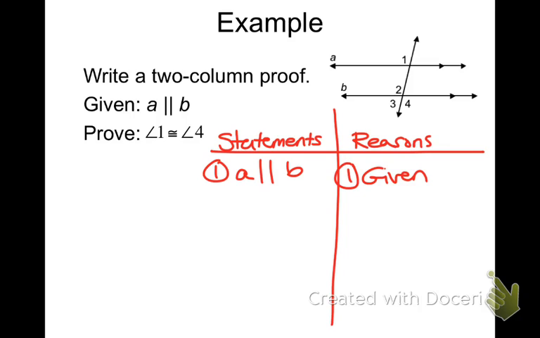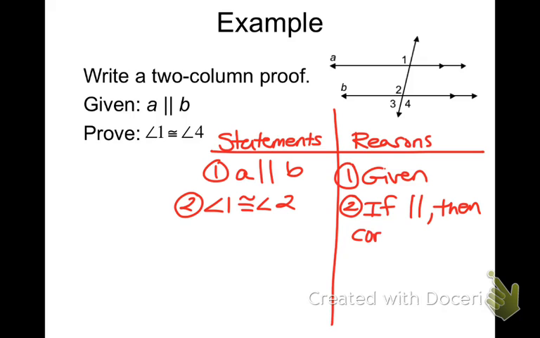Okay, so we need to connect 1 with 4. Well, is there an angle in here that 1 is congruent to? 2. Why? What's perfect? So angle 1 is congruent to angle 2. Remember, your hypothesis of your if-then statement should always link up to the previous thing that we talked about. What did we talk about here? We talked about parallel lines. So if parallel lines, then, well, we know that they're congruent because corresponding angles are congruent.